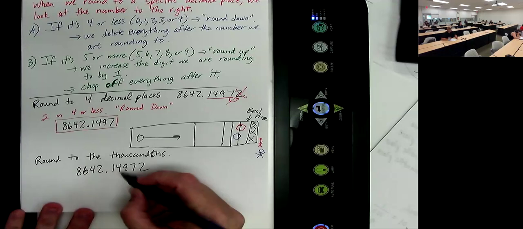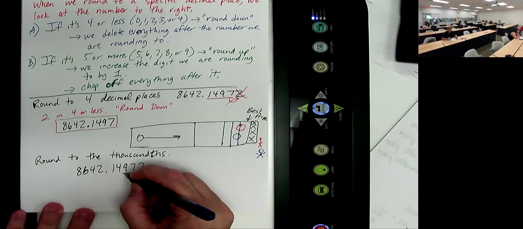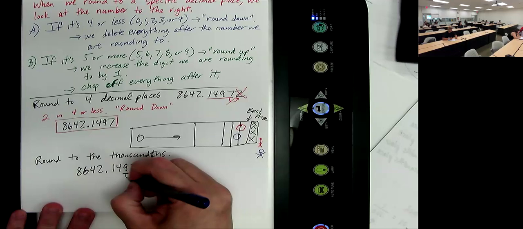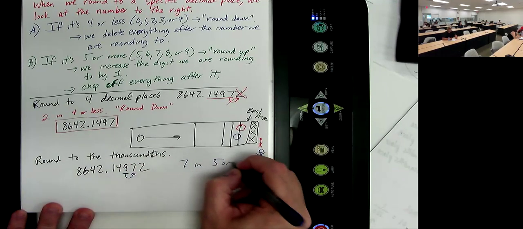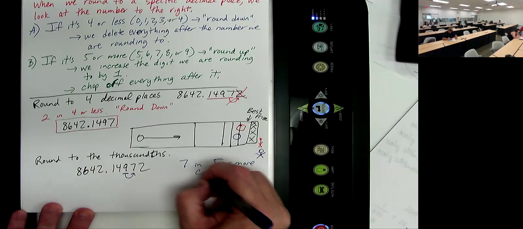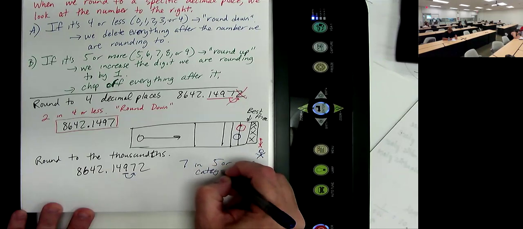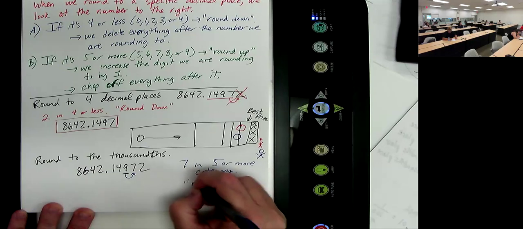Alright, the thousandths place is this spot. So we look to the number to the right and 7 is in the 5 or more category. So we round up.